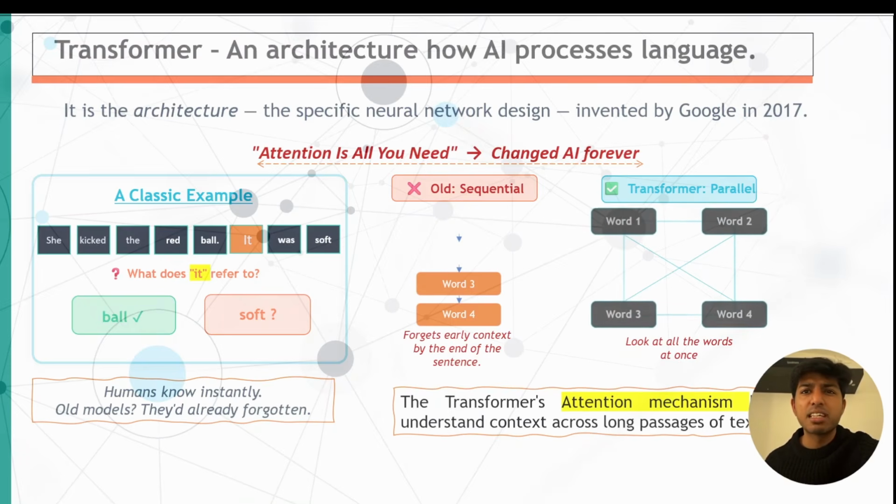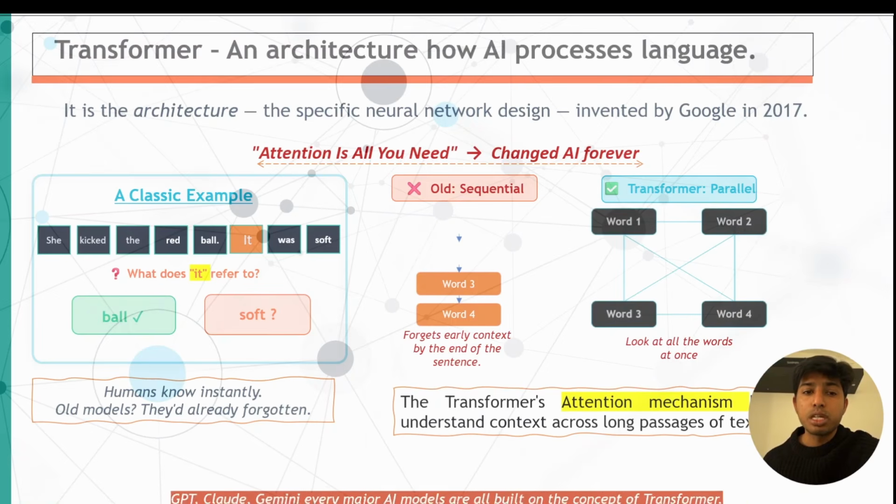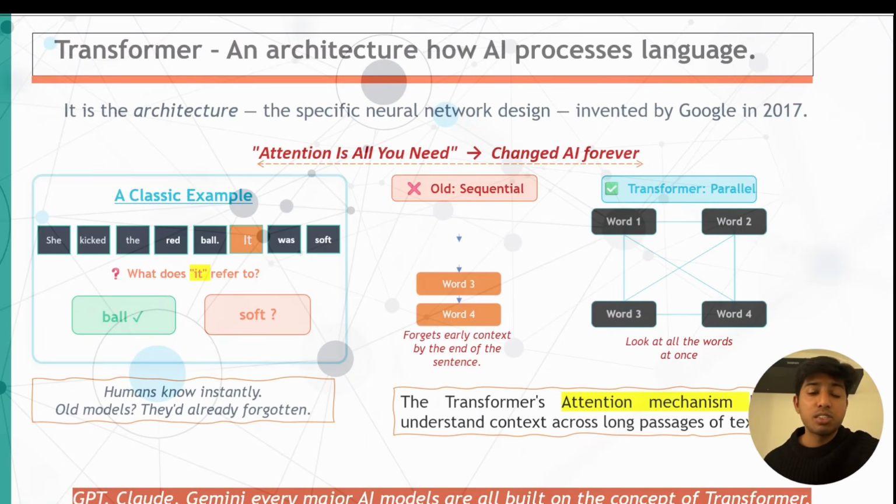It's why ChatGPT acts like a person instead of a robot. That's the architecture behind it. That's a transformer. Now, if someone asks you what a transformer is, it's an architecture that uses something called the attention mechanism, which identifies the words all at once. It processes the words simultaneously. They don't look at the words sequentially; they look at the words in parallel, at once. That's what makes it very special. ChatGPT, Claude, Gemini, every major AI works on the concept of the transformer.